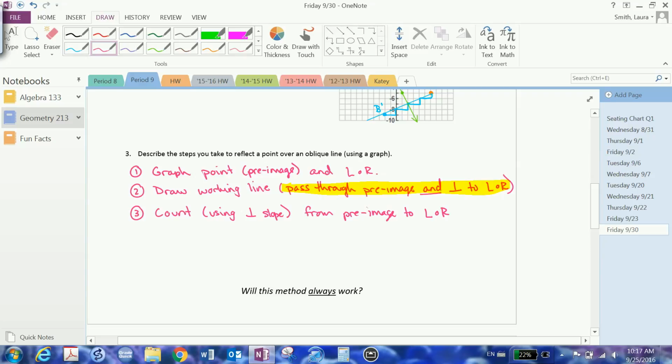In each of these cases, both examples that we just completed, we actually had a perfect point of intersection between the line of reflection and our working line, that perpendicular working line. And what I mean by perfect point of intersection is that it's a point that landed right on the lattice. All right, so it was nice. It was a nice point. All right, and then once we counted, we got to that point of intersection.